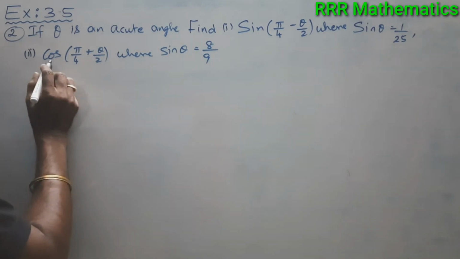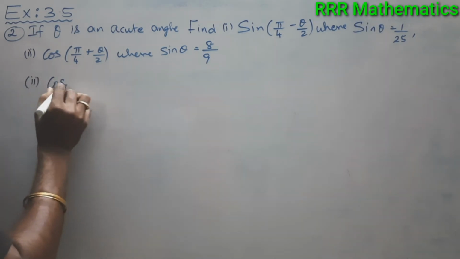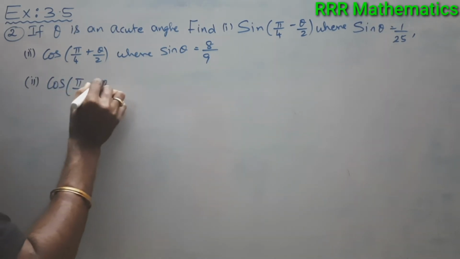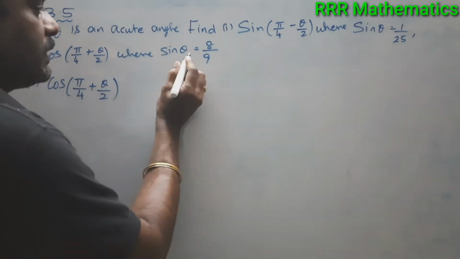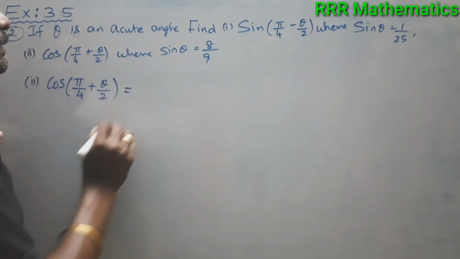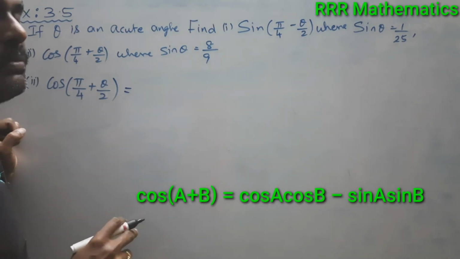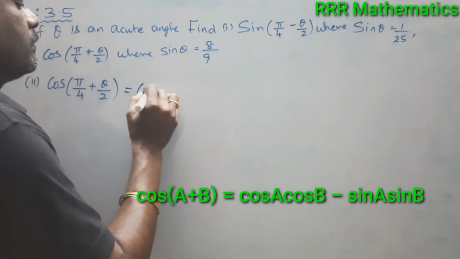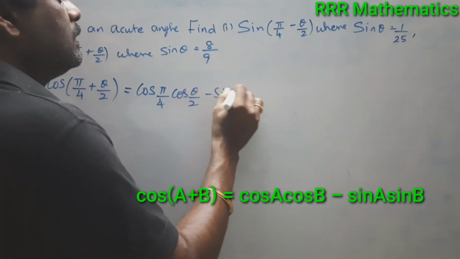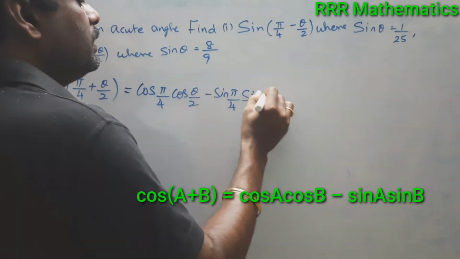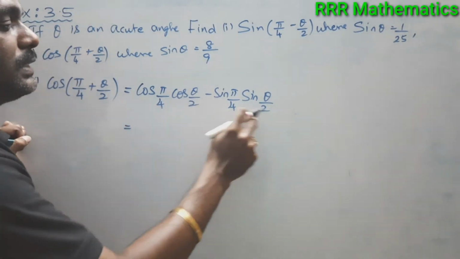Now, similarly, you want to find out cos of pi by 4 plus theta by 2. What we have? Cos of pi by 4 plus theta by 2 you wanted to calculate, where sin theta is 8 by 9. This is in the form of cos of a plus b. That is, cos of a plus b is cos a cos b minus sin a sin b. Got it?